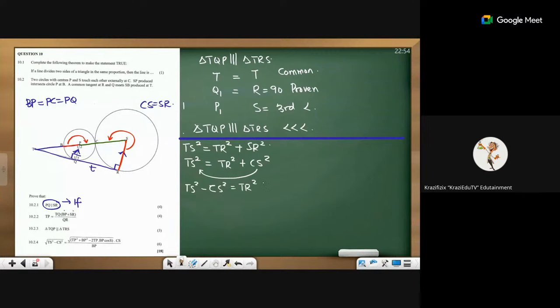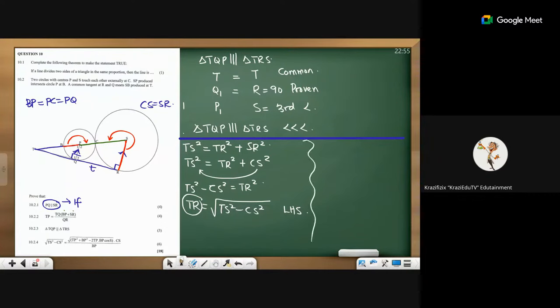Can I square root both sides? TR is equal to the square root of what? TS squared minus CS squared. Think Pythagoras, especially if the angle now is a 90 degrees. Can you see how swiftly I've done my left-hand side? Already I know that the examiner is working with the right-hand side. Do you know what it means?